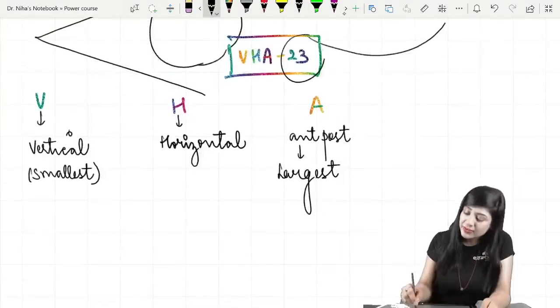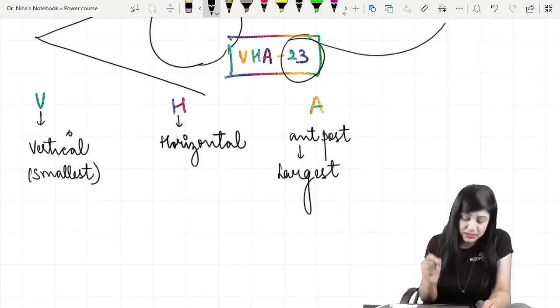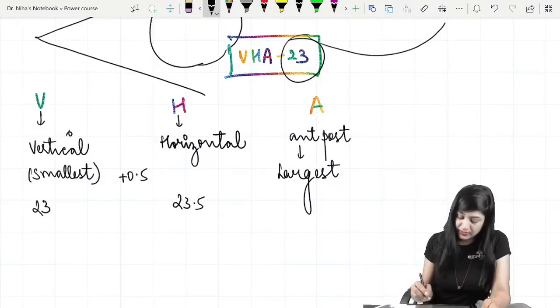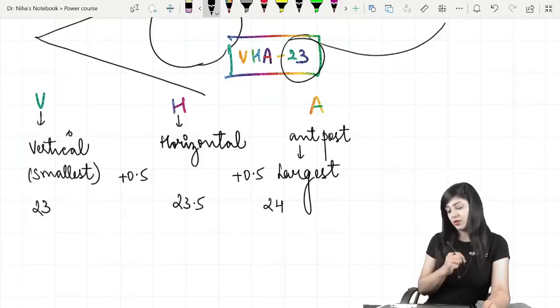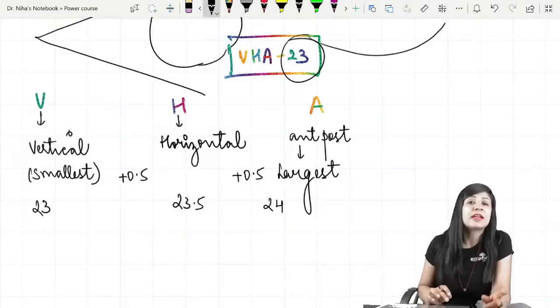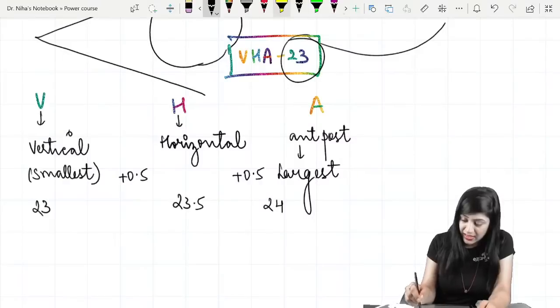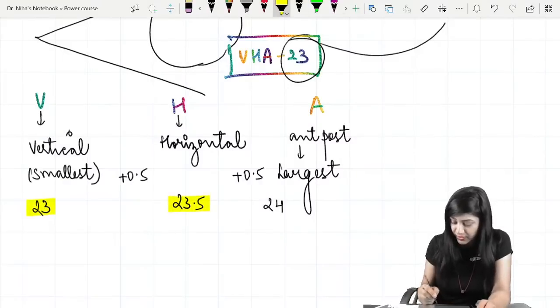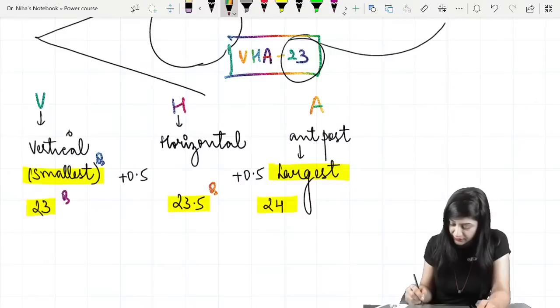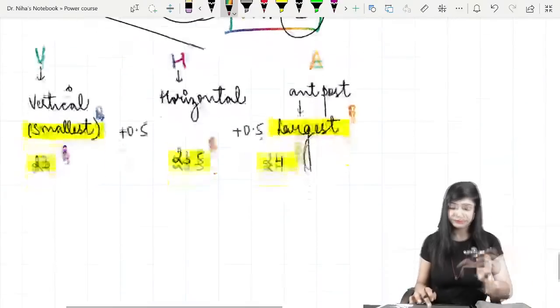Now we were also having 23. So what is the diameter? Start from 23. Then add 0.5 and you get 23.5. Then again add 0.5 and you get 24. So just remember VA 23 and you can remember all the diameters of the eye. We have 23, 23.5 and 24, with smallest as well as largest. 5 MCQs you can see, something like this.